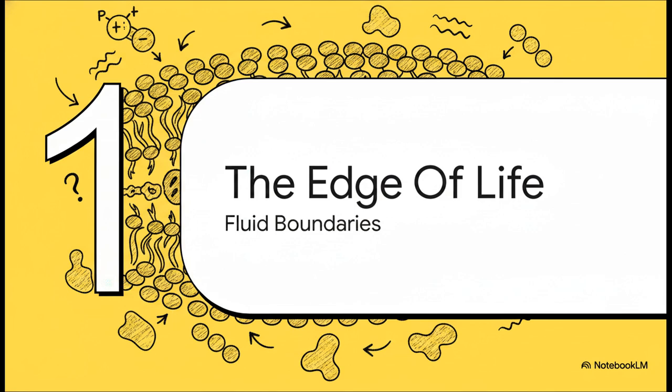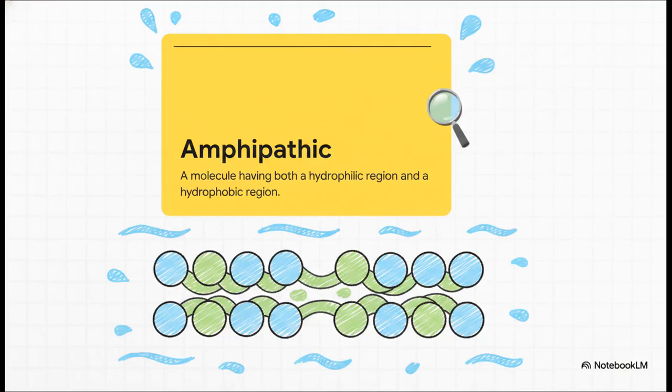Section 1. The edge of life. Exploring the fluid boundaries of the cell. So the staple ingredient of this entire system is the phospholipid. And to really get it, we need our first crucial definition, amphipathic. Basically, it's a molecule with a split personality. It has a hydrophilic or water-loving region and a hydrophobic or water-fearing region.